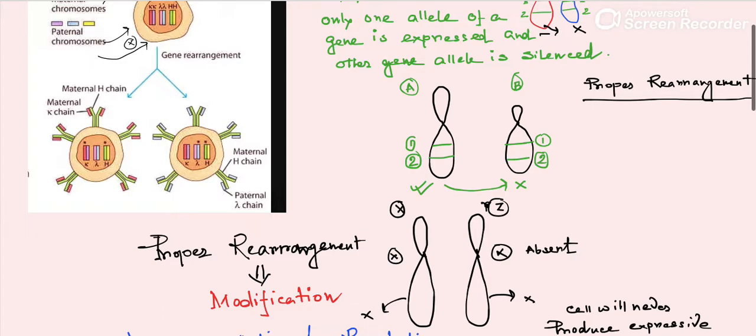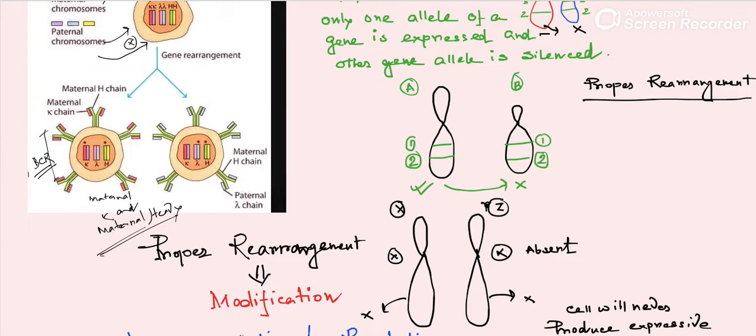Similarly, if the maternal heavy chain comes from this part, and the maternal kappa and lambda light chains are there, suppose kappa has been expressed here. For that reason we didn't find any different color or heavy chain from lambda, so only the maternal kappa and the maternal heavy chain will form this antibody, the B cell receptor.